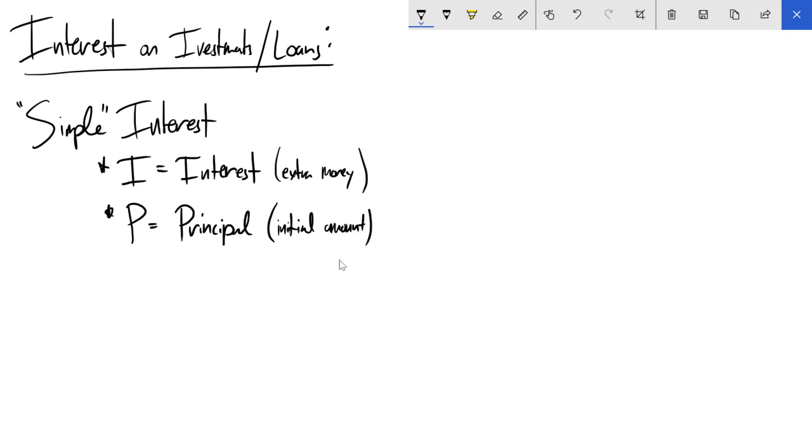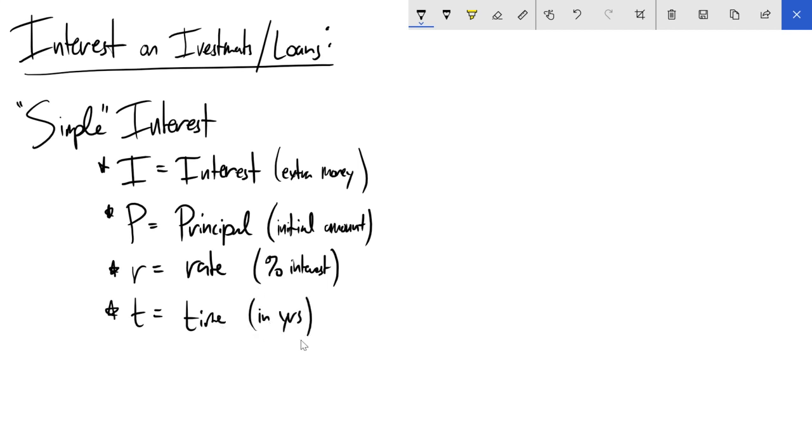Then there's little r, that's the rate, right? And that's the percent that they're going to charge in interest. And then there's also a factor of time. For example, with a car loan or a mortgage, there's a specific amount of time that you're agreeing to pay the loan back in. So T is usually used to represent time, and that's in years.